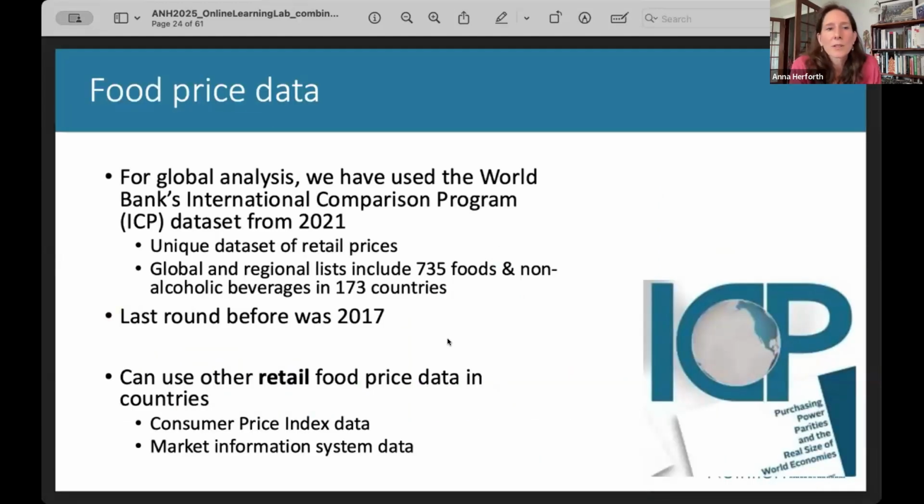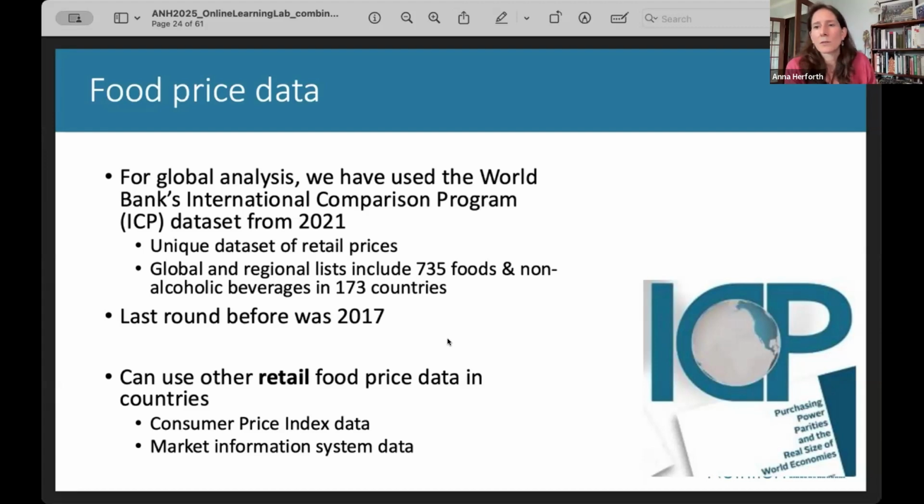The data that we use to look at this in the market is from the International Comparison Program, which is the only data set of food prices that exists currently across countries. It's maintained at the World Bank by the International Comparison Program. And these data are gathered from all the countries in the world, or most of them, from 173 countries in the most recent round every few years. And it's a massive effort to compare prices across countries. It includes 735 foods and non-alcoholic beverages.